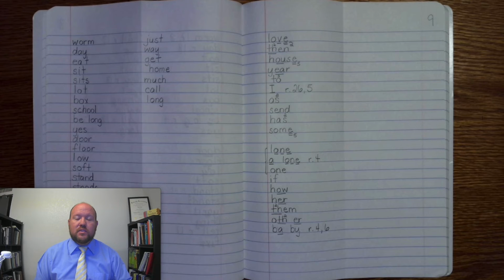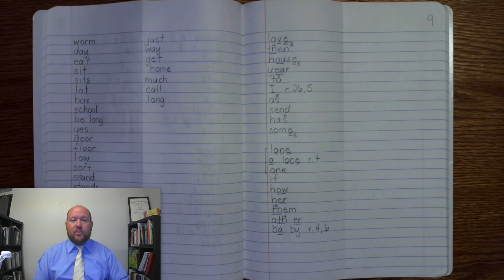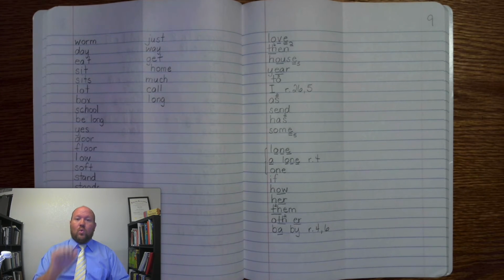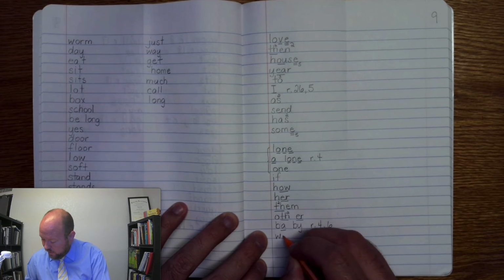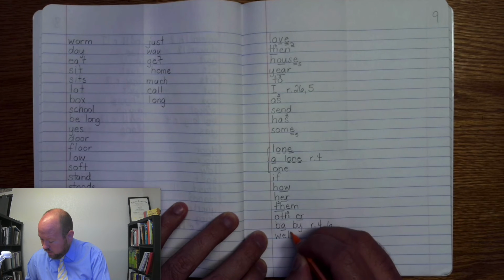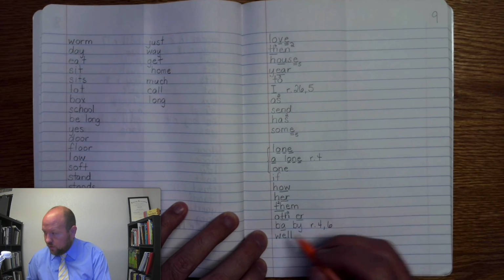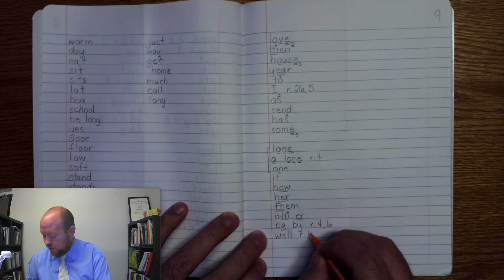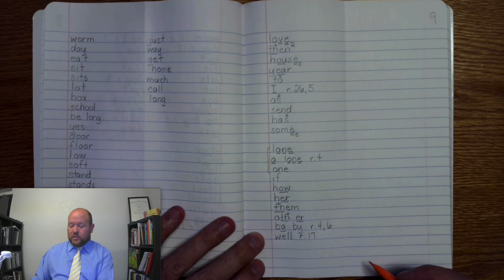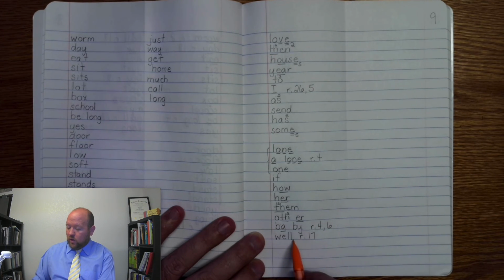And the last word is well, right? And this one can be used two ways, like, well, I'm not sure about that, or please go to the well to drink, to get some water. Well, base word, well. W-E-L-L, well. Write it. Well, W-E-L-L. Markings. W-E-L-L. Rule 17. And rule 17 just says that words that end in L often double.